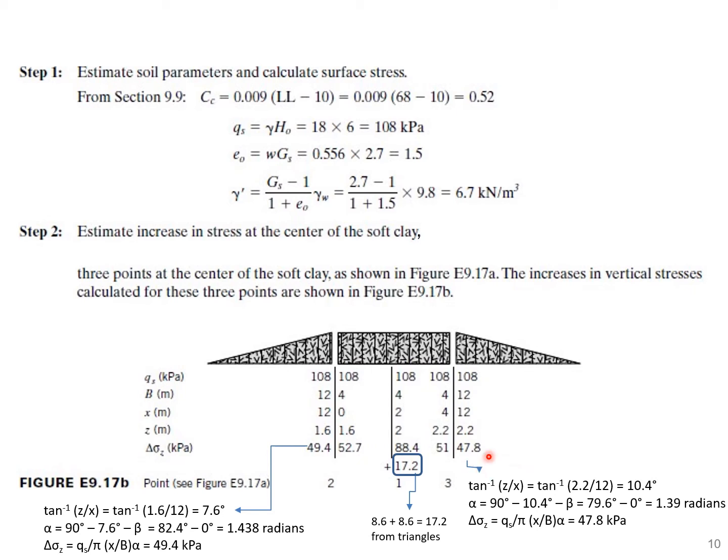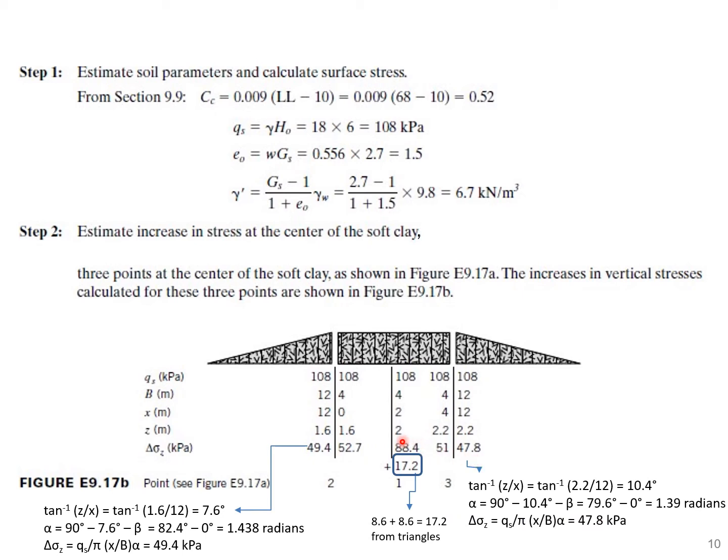Similarly, if you just look at this one, you are getting it because of that tangent inverse z over x, that is tangent inverse 2.2 over 12, that is 10.4 degrees. Then you know the alpha, that is equal to 90 minus 10.4 minus beta, again beta is 0, so that's 1.3 radians, and then delta sigma z is coming equal to 47.8.